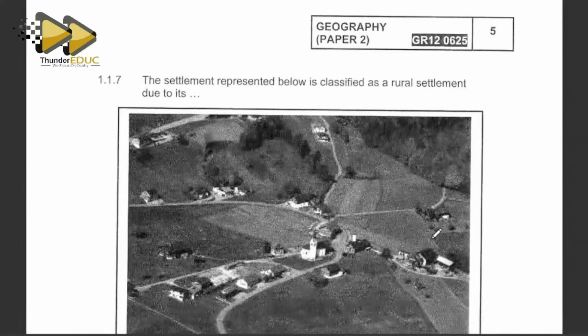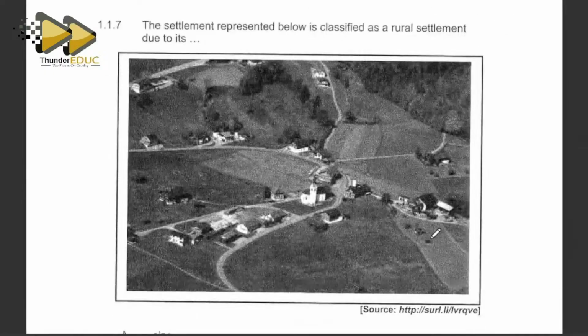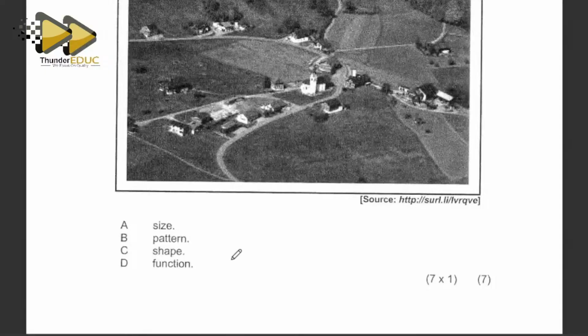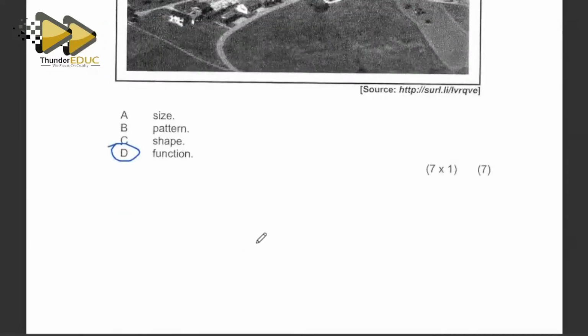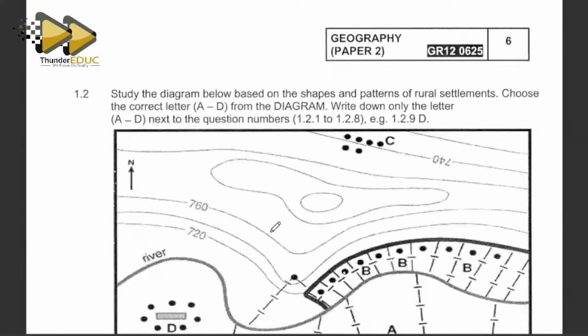The settlement represented below is classified as a rural settlement. What makes this one qualify to be a rural settlement? The key factor that we consider when grouping settlements according to rural or urban, we look at the functions and also we look at the complexity of the settlement. So here it's a rural settlement because of the function. If you check there, the main function you can see is primary activities of farming. So primary activities, we know they dominate in the rural areas.